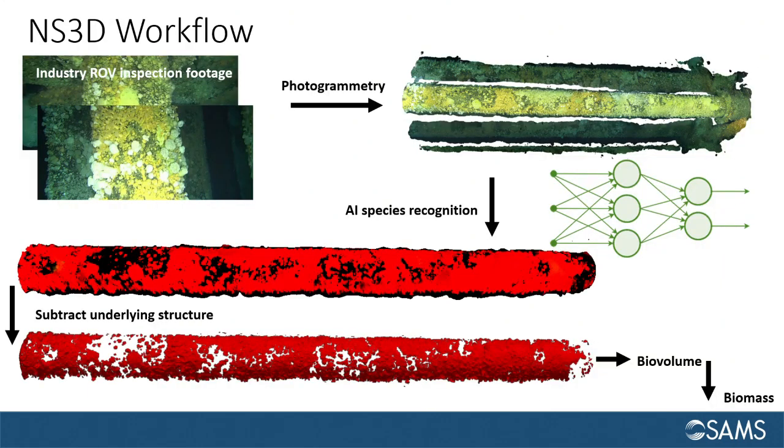So this is our workflow. We get the industry footage, top left. We make a 3D model with that. Then we run it through our AI species recognition. In this case, we've got a section that's covered in Metridium. The AI has found all of the Metridium. We subtract the underlying structure, and that gives us a biovolume. And from that biovolume, we use species-specific conversion factors to go to a biomass.